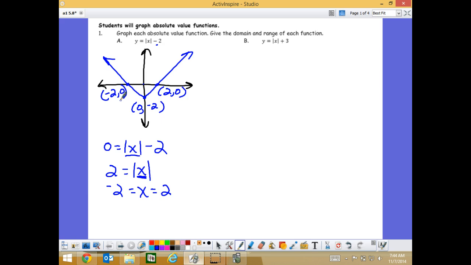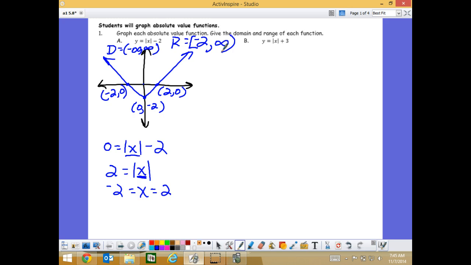And the last thing, give the domain and range. Again, the domain goes from left to right. So the domain is negative infinity to infinity. And then the range, now that's a little bit different. This graph has a bottom. So the y-coordinate at the bottom of this graph is negative 2. And since it includes negative 2, we use a bracket instead of a parenthesis. And from the bottom to the top is infinity. So the range of this graph is negative 2 to infinity.